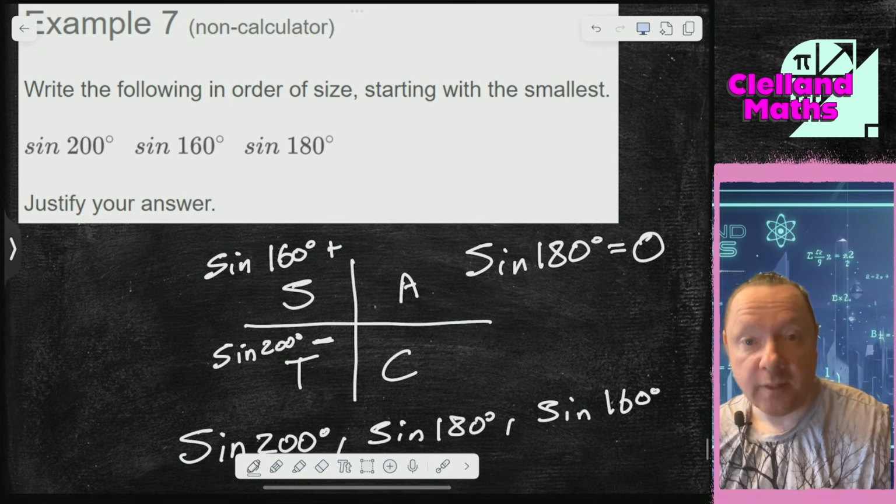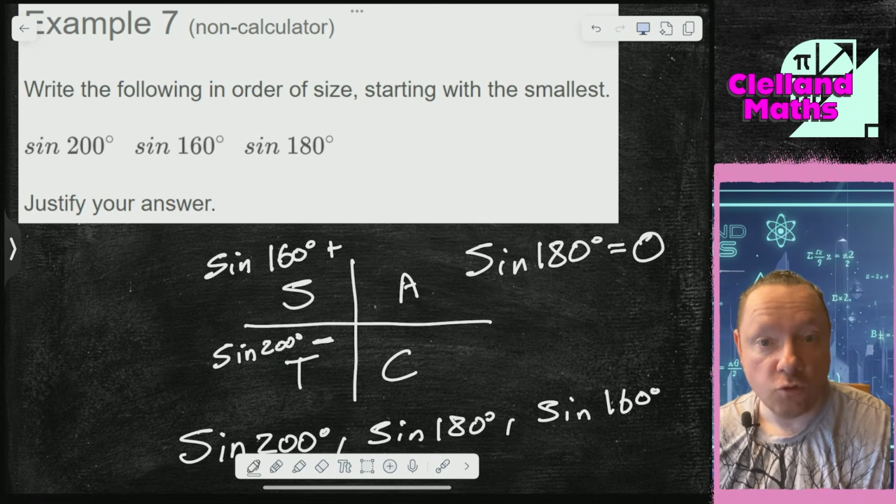and we're done there. This is Mr Clelland Maths, and today we did the whole of trig equations in National 5 Maths. Hopefully you found that useful.